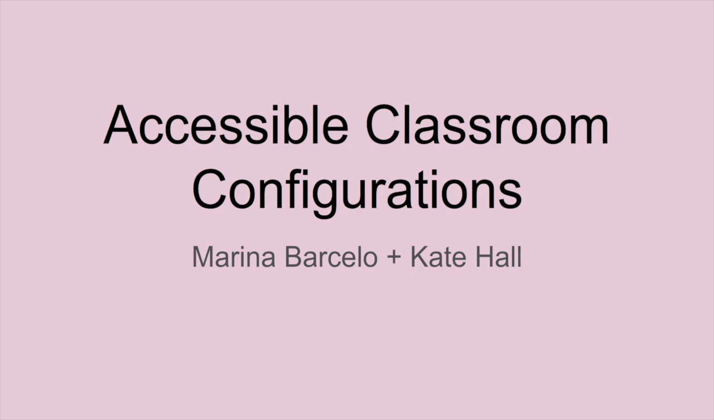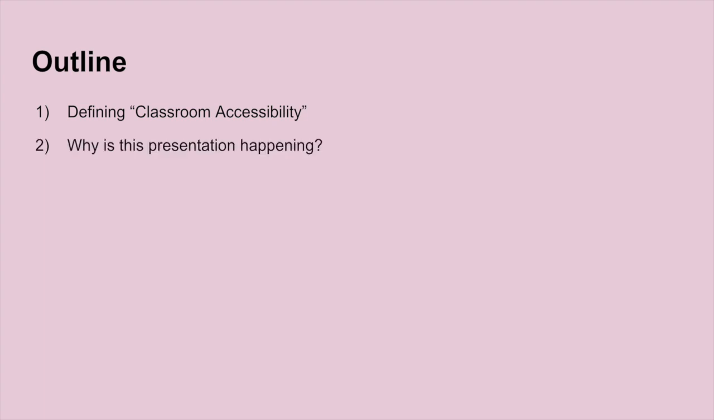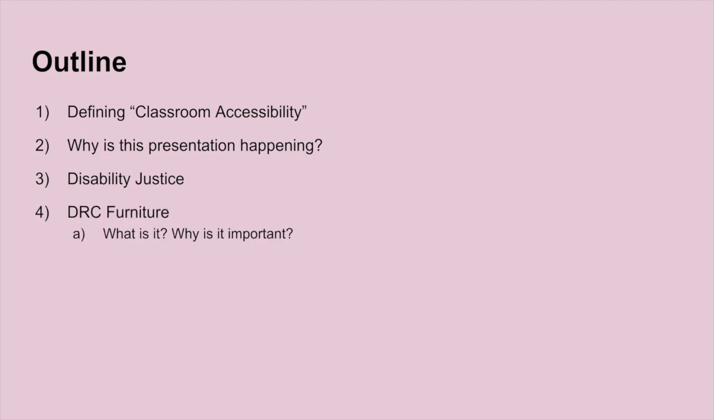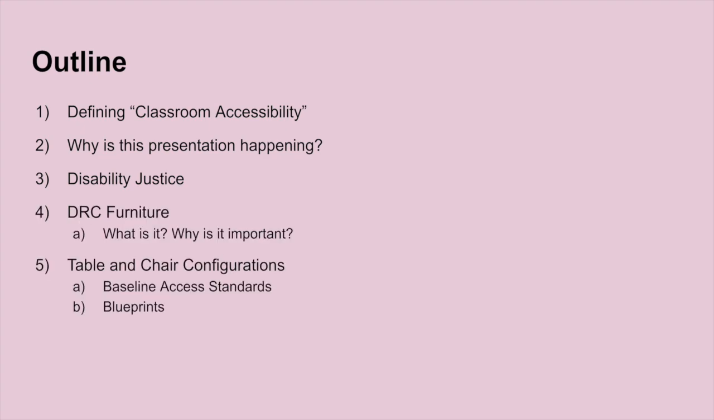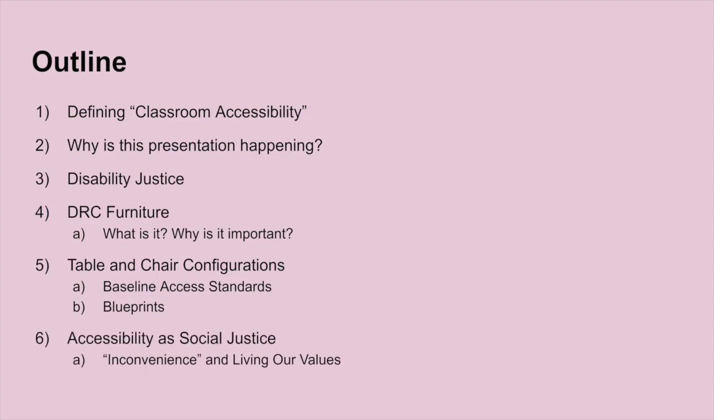Our outline for today looks like this. We'll be discussing defining classroom accessibility. Why is this presentation happening? Disability justice, DRC furniture, table and chair configurations, accessibility as social justice, and moving forward.